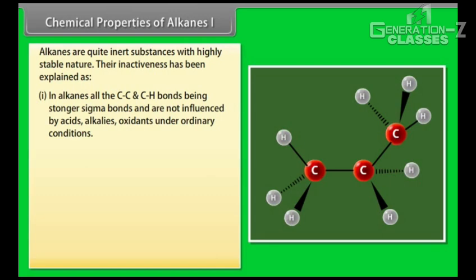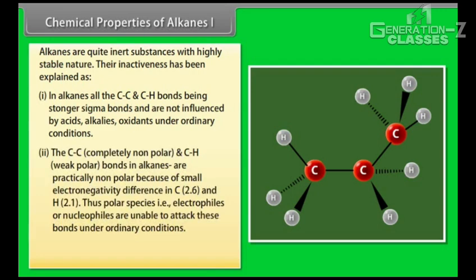In alkanes, all the carbon-carbon and carbon-hydrogen bonds are strong sigma bonds and are not influenced by acids, alkalis, or oxidants under ordinary conditions. Number 2. The carbon-carbon bonds are completely non-polar and the carbon-hydrogen bonds are weakly polar, particularly non-polar because of the small electronegativity difference between C, 2.6, and H, 2.1. Thus, polar species, that is, electrophiles and nucleophiles, are unable to attack these bonds under ordinary conditions.